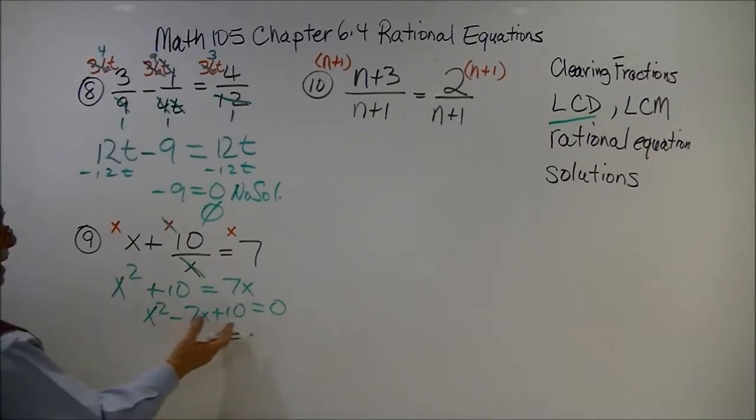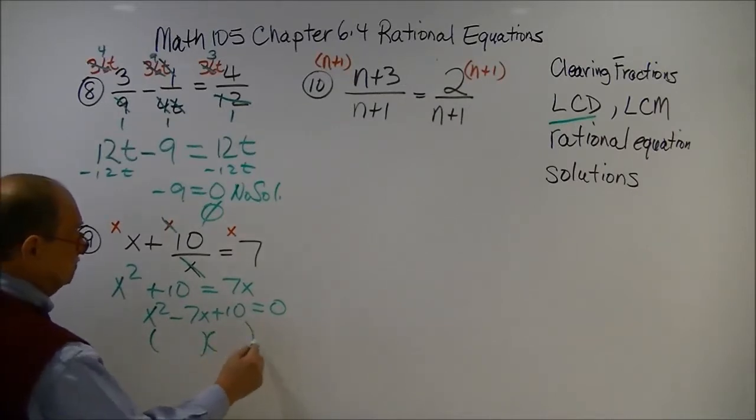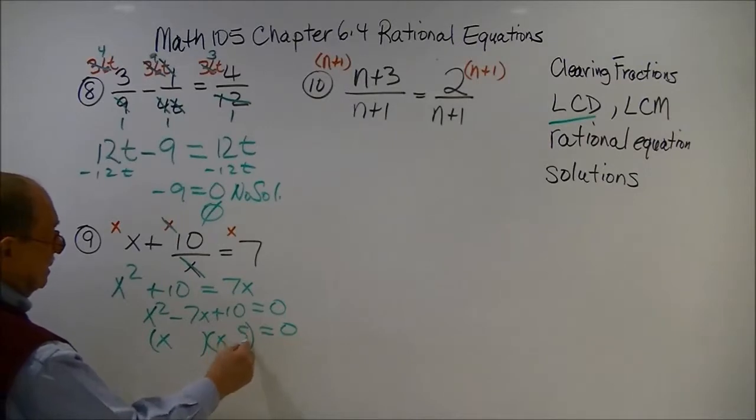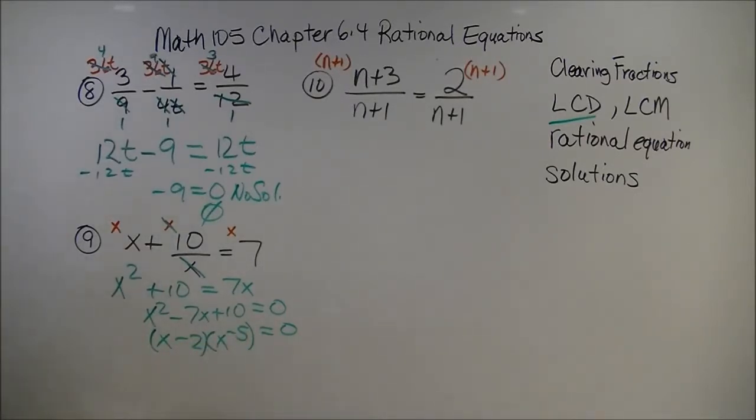And once they're in standard form, how do we solve them? By factoring. x minus 5, x minus 2. So what is your solution set here? x is going to be a positive 2. x is going to be a positive 5. There's our solution set. Again, not too bad, just using some of our techniques.